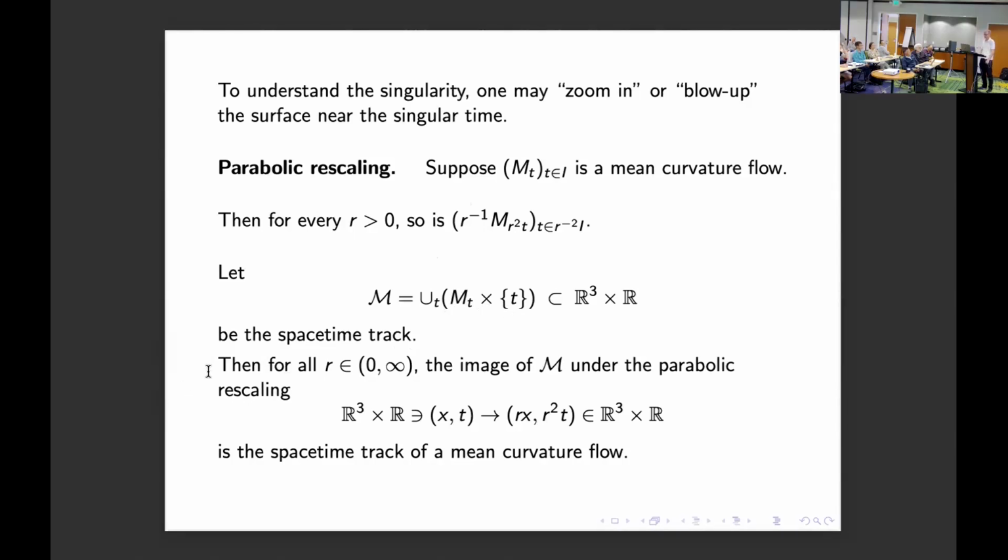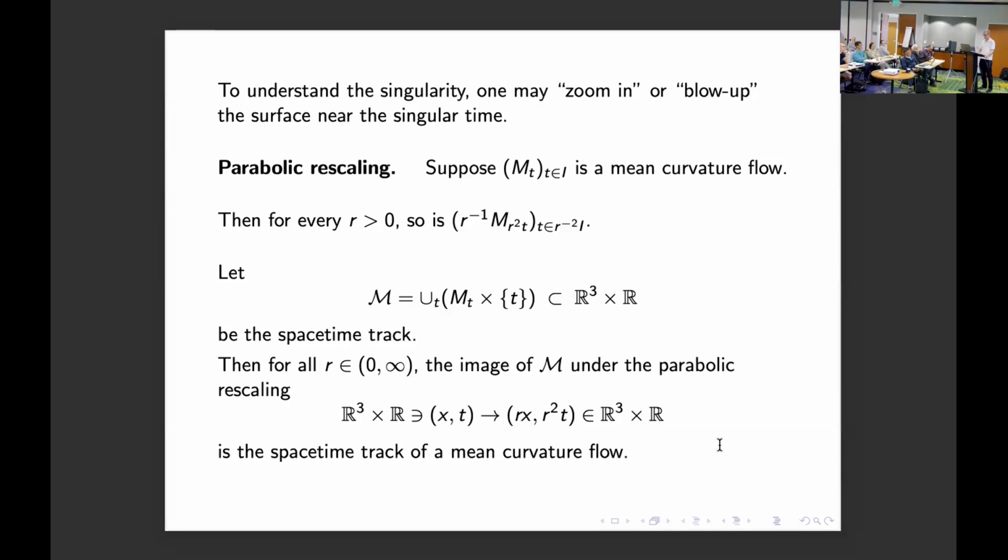So then, if you apply parabolic rescaling to that space-time track, you get the space-time track of another mean curvature flow. Okay, so you map x comma t to r squared t. So that's just a restatement of what I have up here.